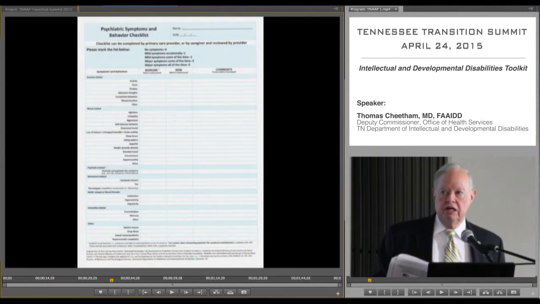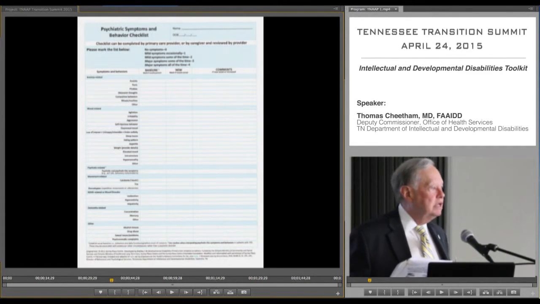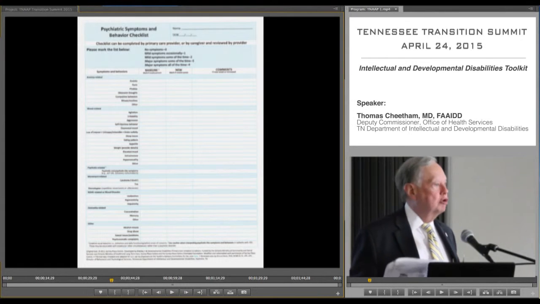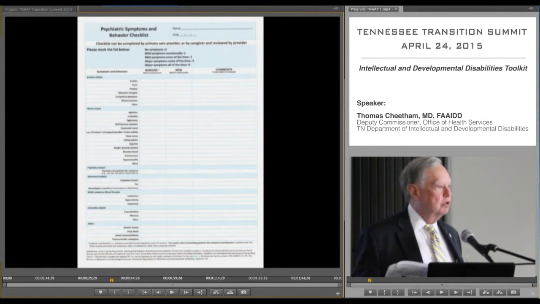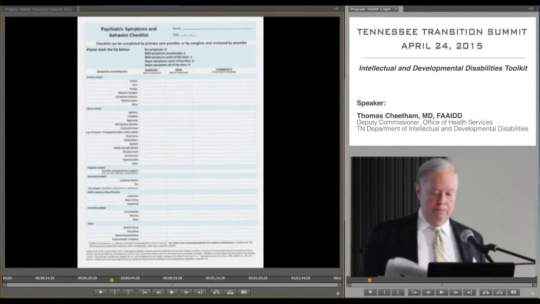There are two things to be said for this tool. It makes the point, as I did earlier, that what you need is a baseline, not a baseline compared to other people in your practice, other patients, but a baseline for that unique human being. And so there's a place there for the baseline against a number of factors. And then the reevaluation, which is the part that's new.